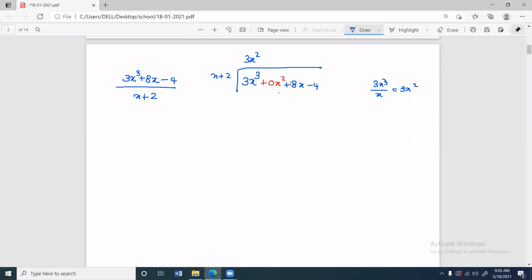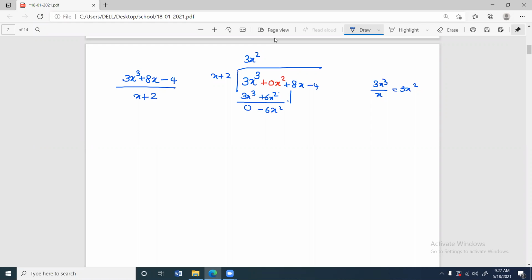This is still behind AS level work, but it is a link to our A2 work. That is why I'm reviewing this, because it is quite important for you to understand the next level. Then 3x squared into x is 3x cubed. 3x squared into 2 is 6x squared. Then you can subtract it. 0 minus 6 is minus 6x squared.